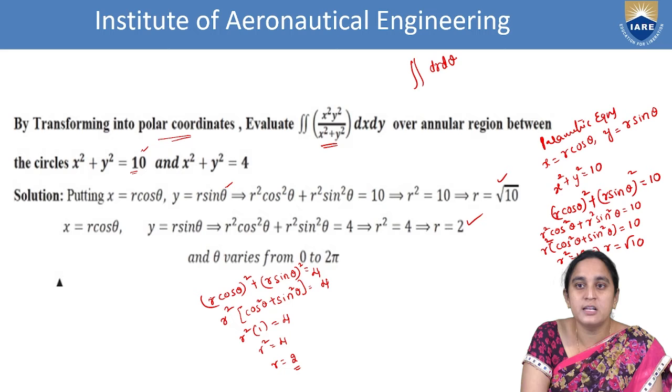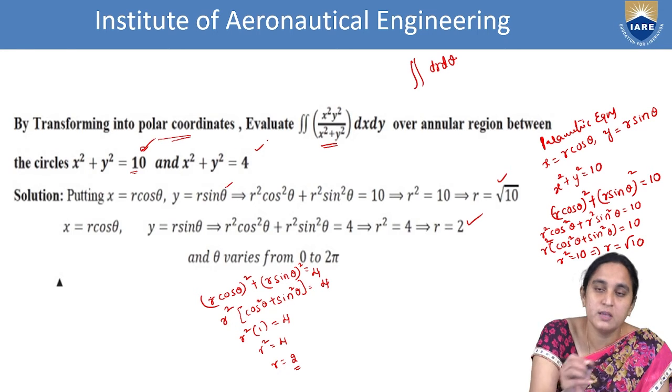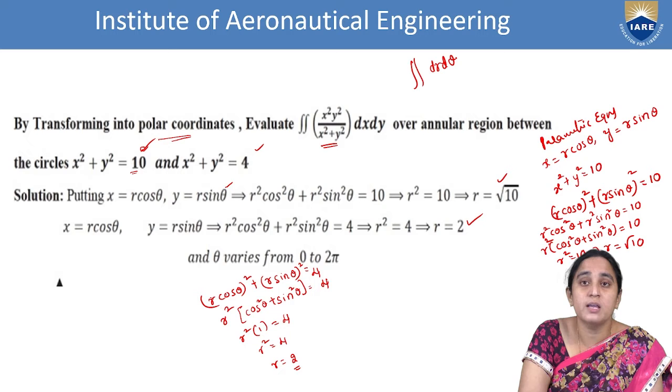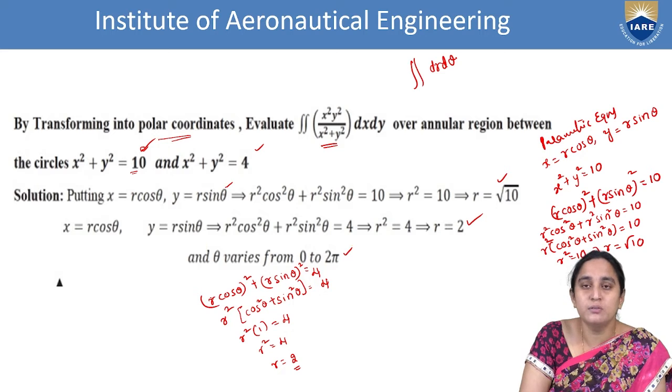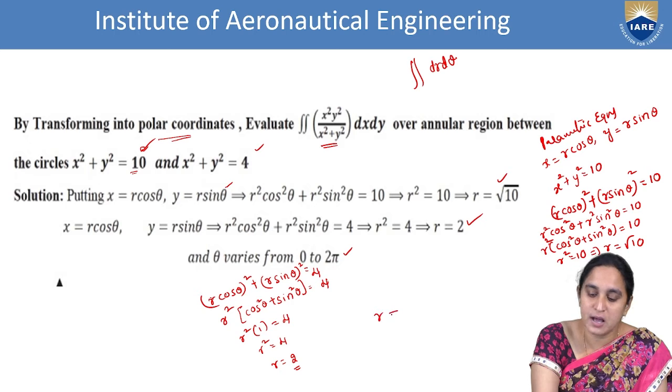Theta limits. By using the circle equations only, we can consider the theta values. Here, what is a circle? A circle generally varies from 0 to 360 degrees. So theta varies from 0 to 360 degrees. That's why I'll take theta limits as 0 to 2 pi. Therefore, by using parametric equations, we got r limits as root 10 and 2, and theta limits as 0 to 2 pi.